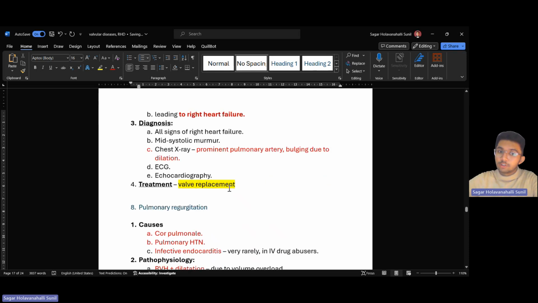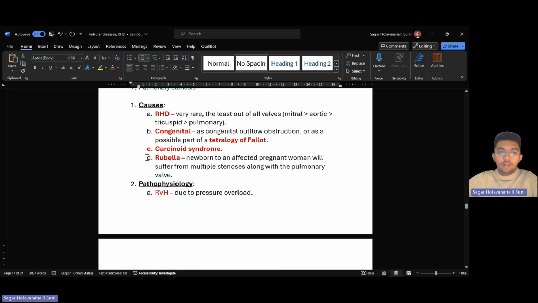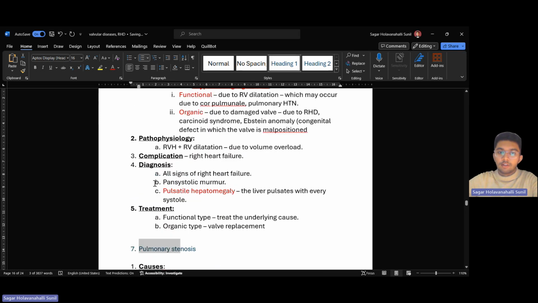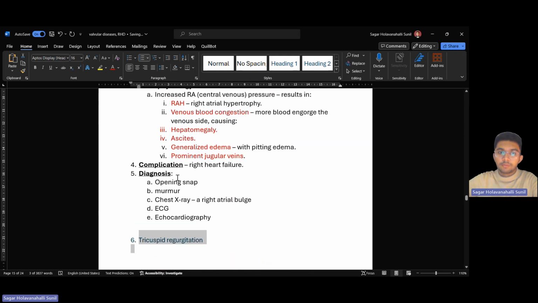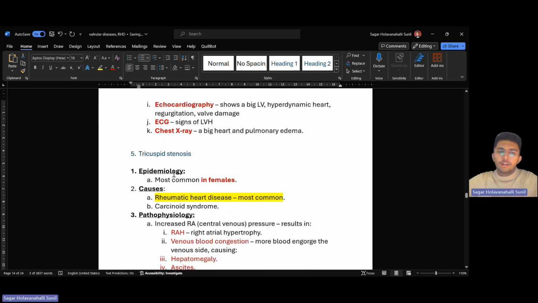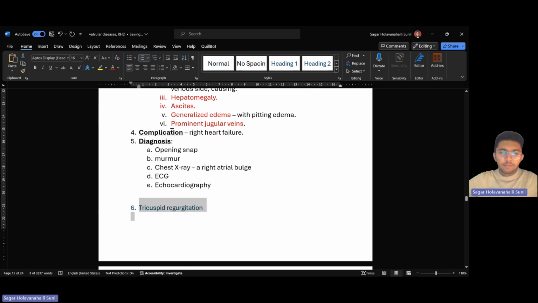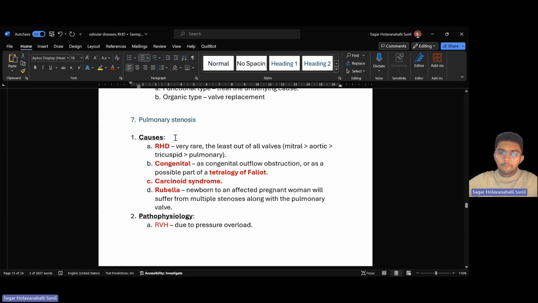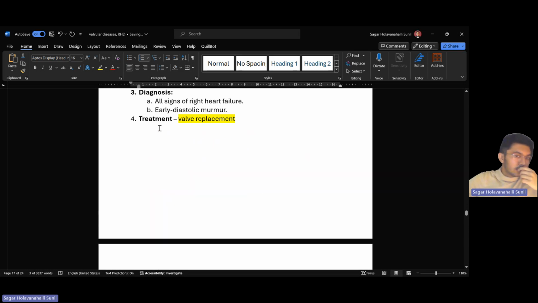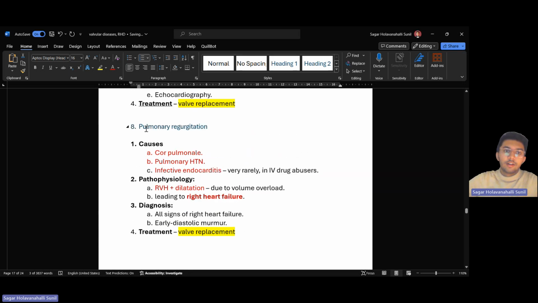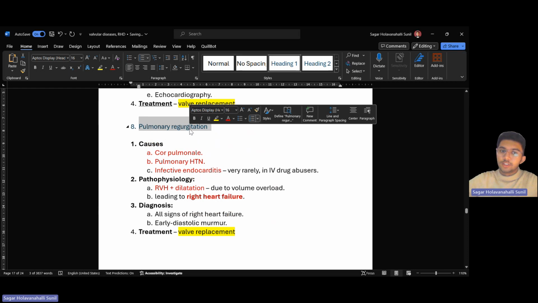Treatment, again, for this could also be a valve replacement. So for pulmonary stenosis, valve replacement. For tricuspid regurgitation, valve replacement. And I think even for tricuspid stenosis, you're quite sure that we can do valve replacement for this as well. Anyways, we come to the last one finally, which would be pulmonary regurgitation.